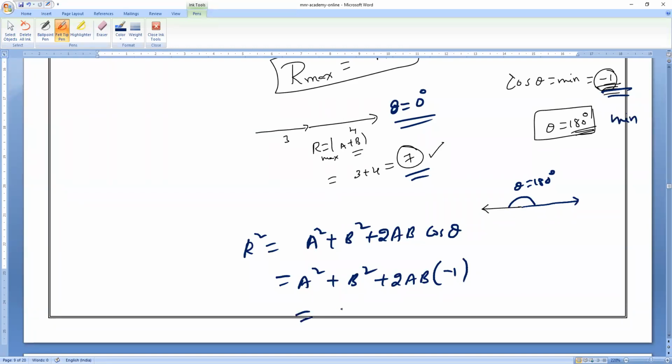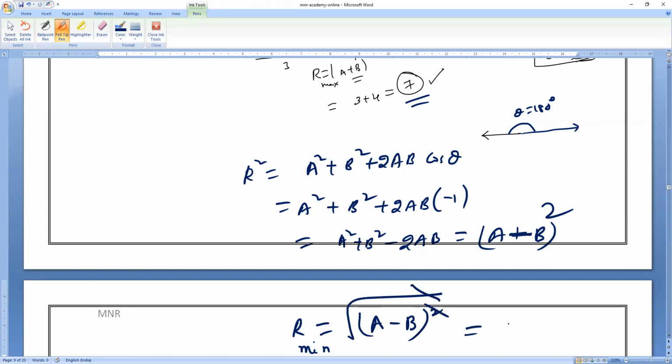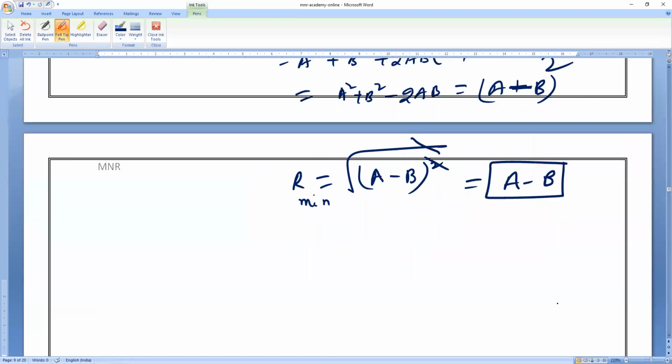So the formula will turn into a square plus b square minus 2ab, which is a minus b whole square. So R minimum is the root of (a minus b) whole square, the root and square get cancelled. So R minimum is a minus b.